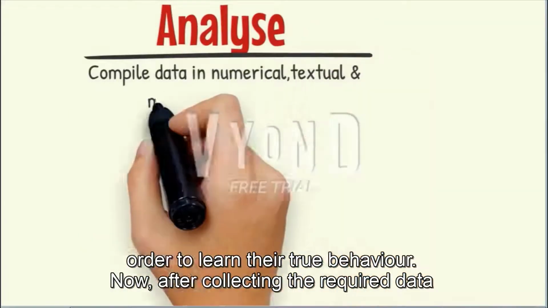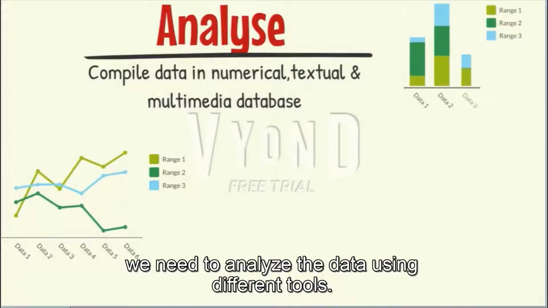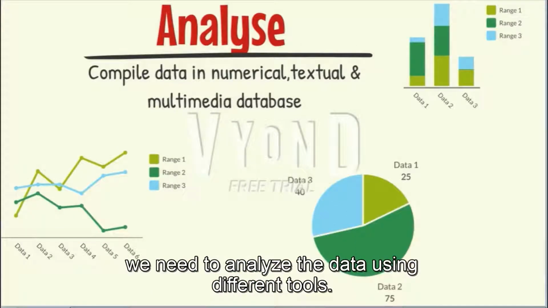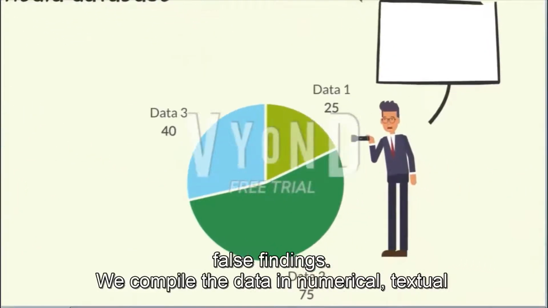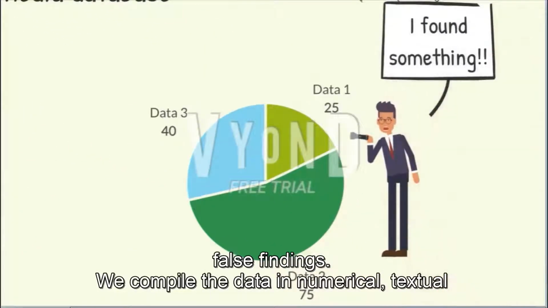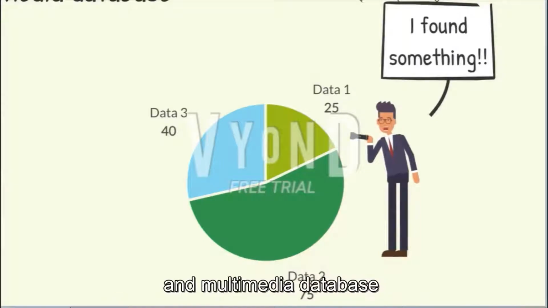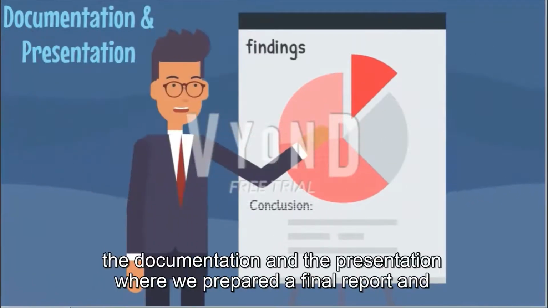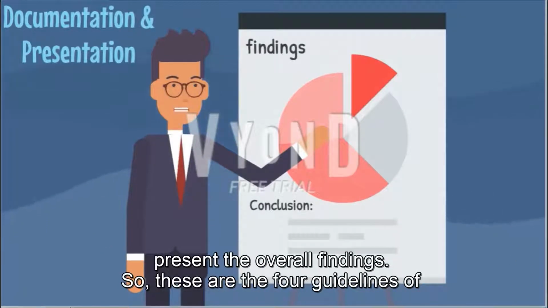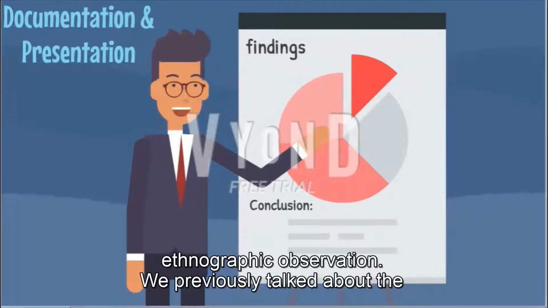Now, after collecting the required data, we need to analyze the data using different tools. The interpretation should be done carefully, otherwise it may result in false findings. We compile the data in numerical, textual, and multimedia database. The next and the final step is the documentation and the presentation, where we prepare a final report and present the overall findings. So these are the 4 guidelines of ethnographic observation.